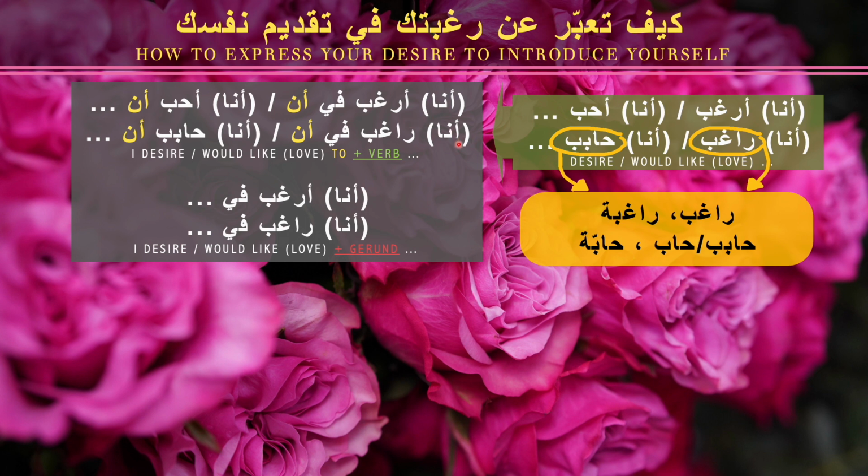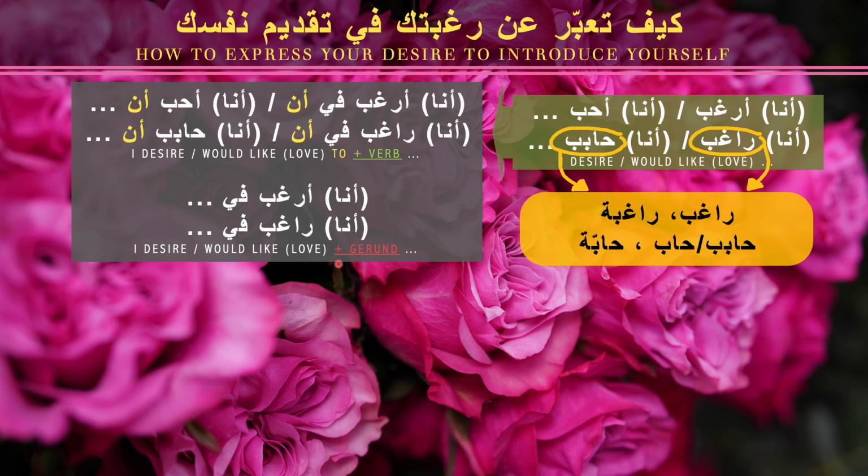For the verbal noun format from أرغب, which is راغب, or حابب from أحب, we say أنا راغب في أن plus the verb, or أنا حابب أن plus the verb. Remember, this format, which is the verbal noun that works as the verb, has to be feminine if the speaker is feminine. So in my case, because I am a woman, I would say أنا راغبة في أن plus the verb, أنا حابة أن plus the verb.